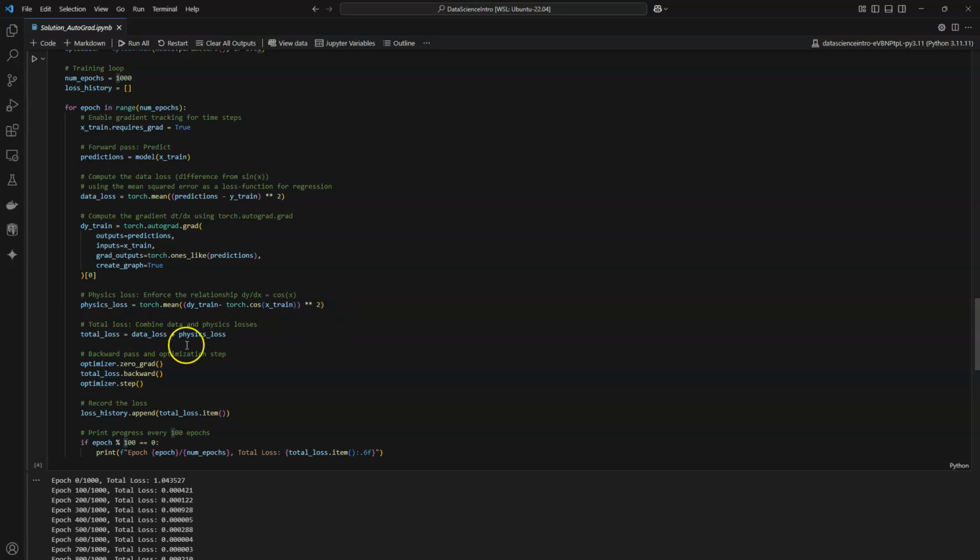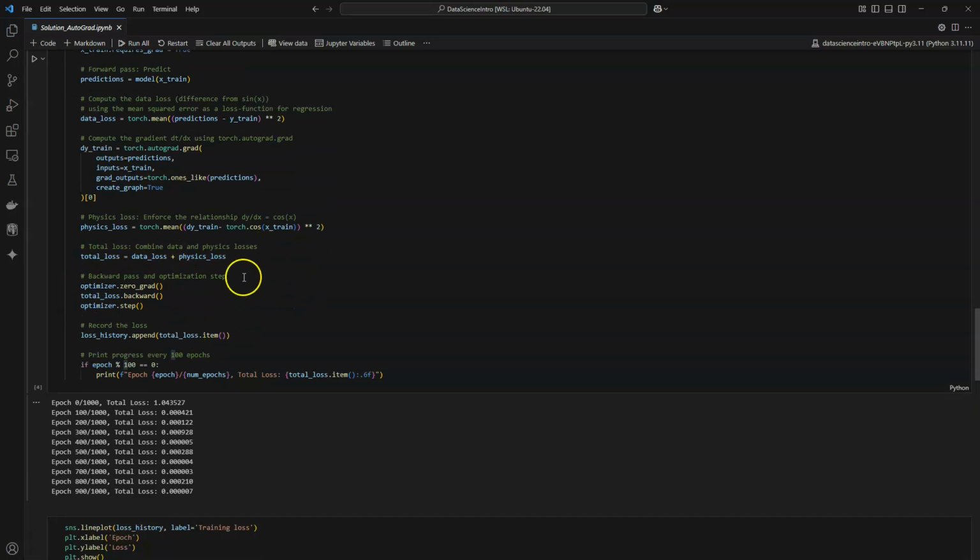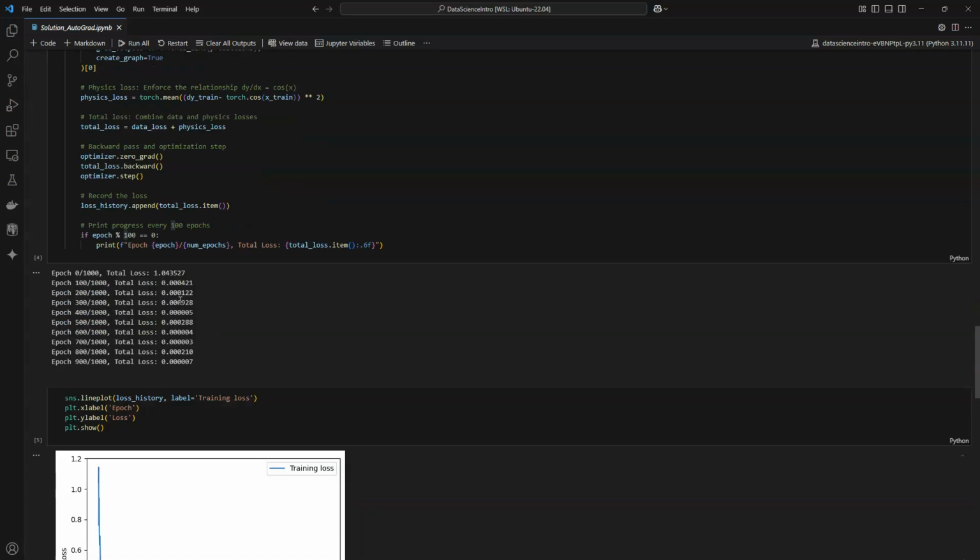And now we have our data loss, which is essentially the predictions and the training data on discrete points, plus our physics loss, where we take the derivative of the network compared to the differential equation that we know to be true, or that we want to model, whatever is more applicable in your specific case. And then we do the standard steps, where the optimizer does the backward step and so on.